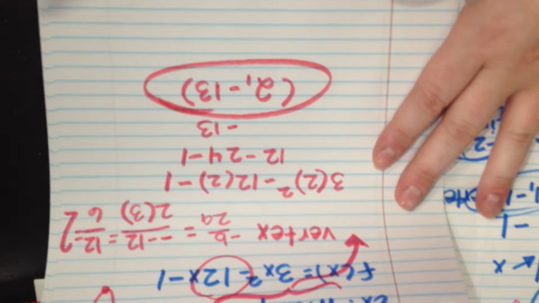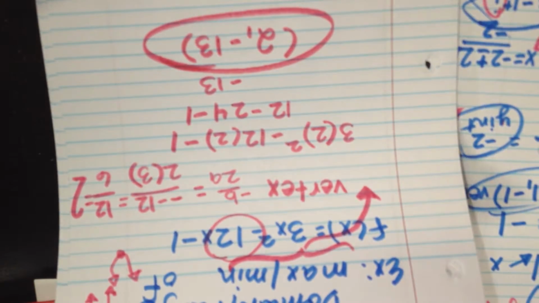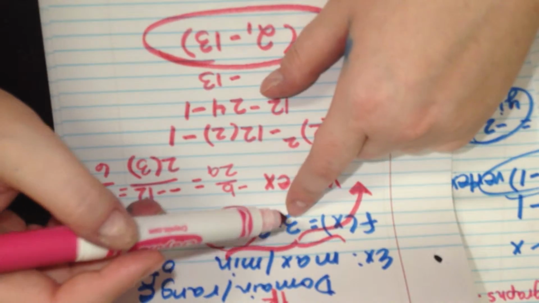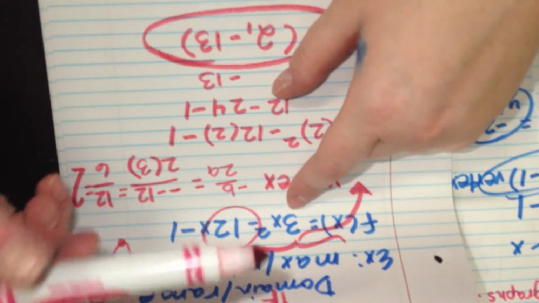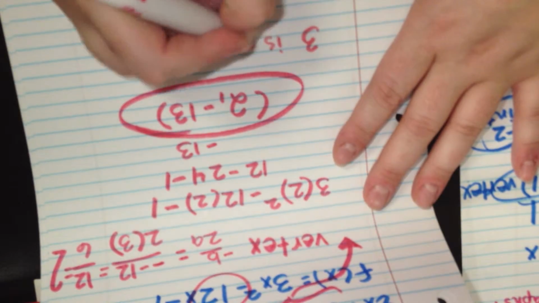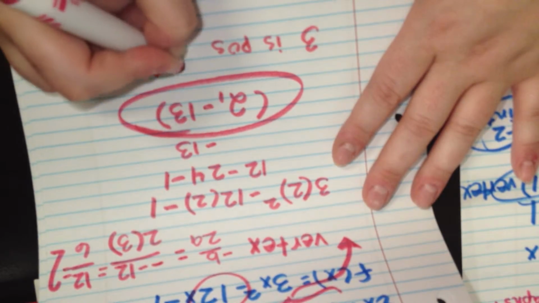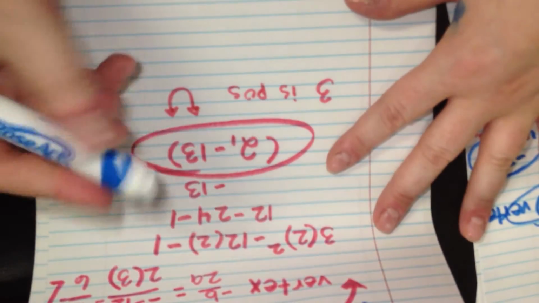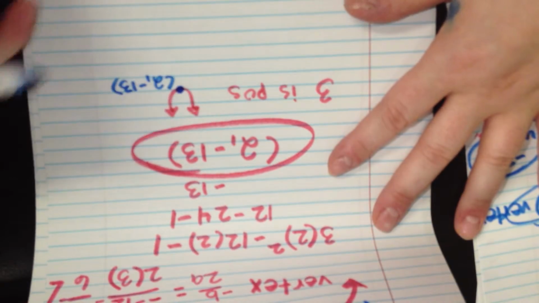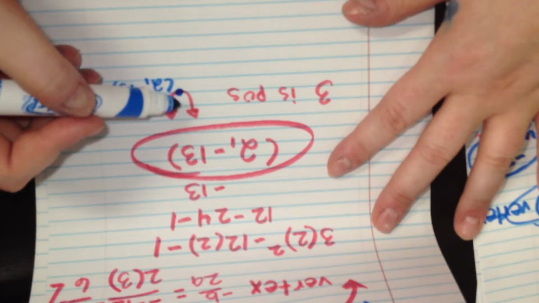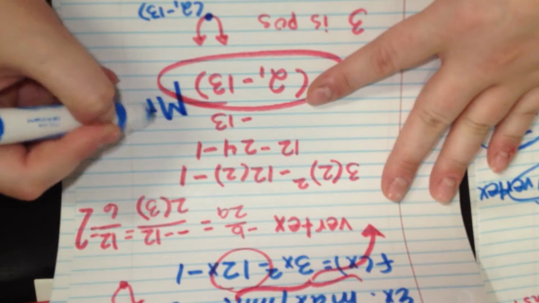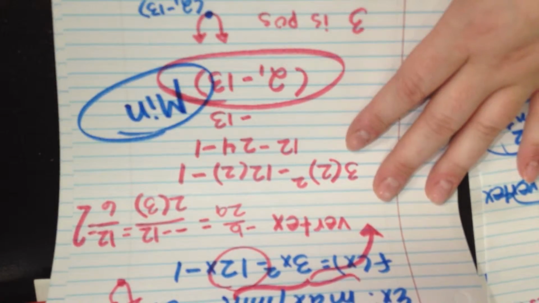But to figure out whether it's a maximum or minimum, we have to go back to the number in the very front of the equation. And if the number in the very front is positive, it opens up. If it's negative, it opens down. So my 3 is positive, so it opens up. And let's think, is this vertex at 2, negative 13 that we just found, going to be a minimum or maximum? It's going to be a minimum. So we just found a minimum at 2, negative 13.